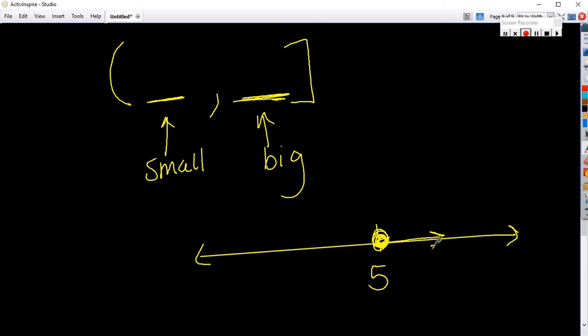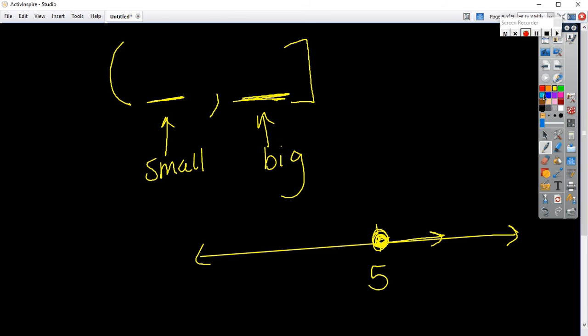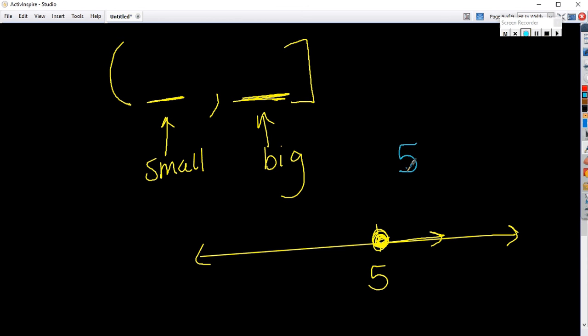So on this number line, what is the smallest value that x can take on? 5. Are we all in agreement there? Does it include 5 or not include 5? It includes it. So I'm going to use a bracket. I'm going to do a comma, and it goes up to what? Infinity. Now, we always use parentheses on infinity because you can't actually be infinity, right?